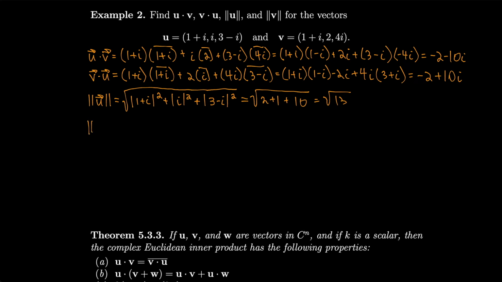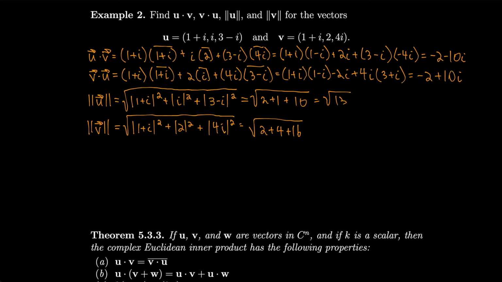How about the length of v? Okay, so we'll have absolute value of 1 plus i squared again, plus 2 squared this time, plus absolute value of 4i squared. And that ends up being the square root of 2 plus 4 plus 16. So that's the square root of 22.